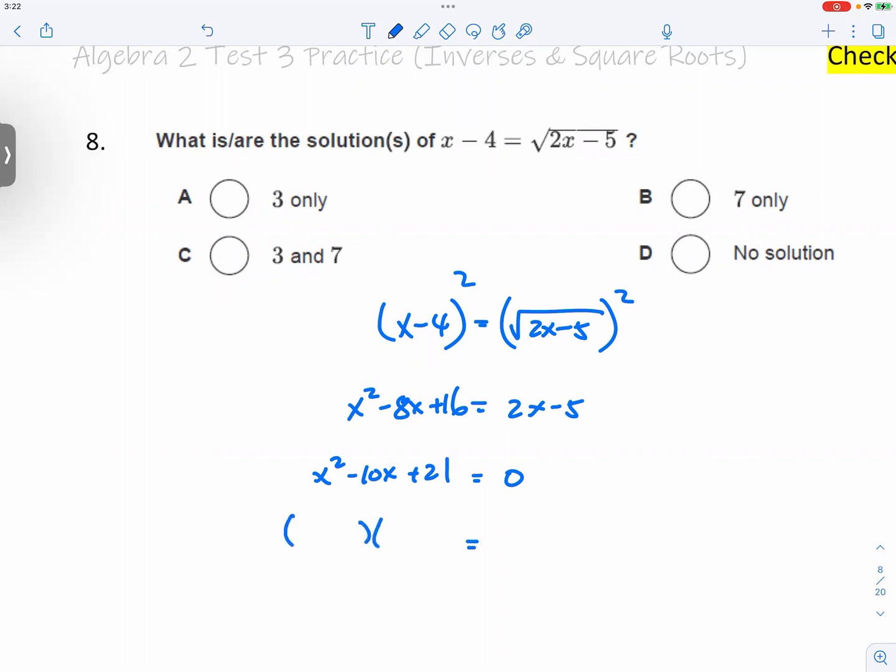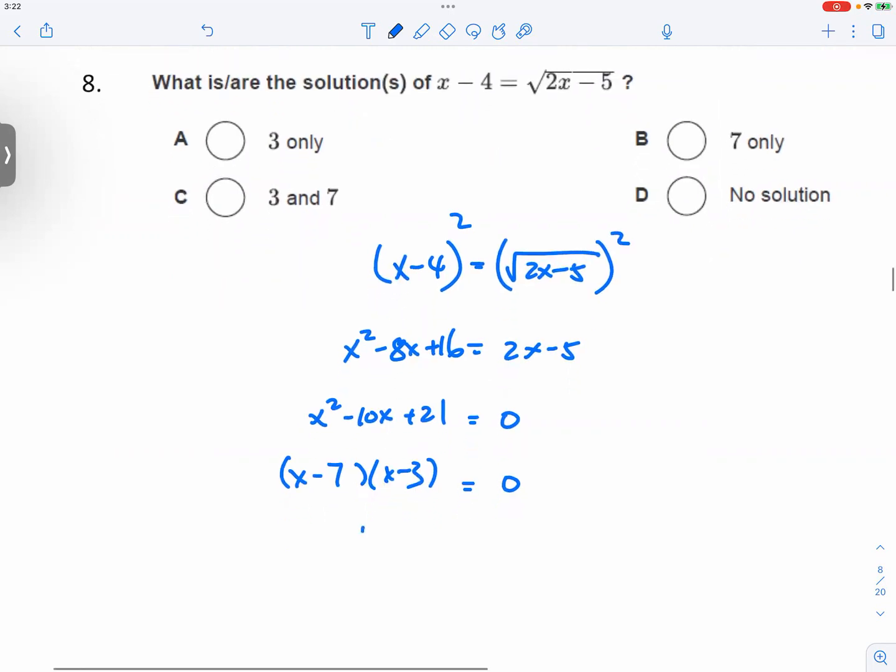Okay, so with that, we're going to have x minus 7 and x minus 3, because these two numbers, -7 and -3, multiply to get you 21 and add up to -10, which is nice. So we say x minus 7 is equal to 0, or x minus 3 is equal to 0. x is equal to 7, x is equal to 3. Are they both good to use?